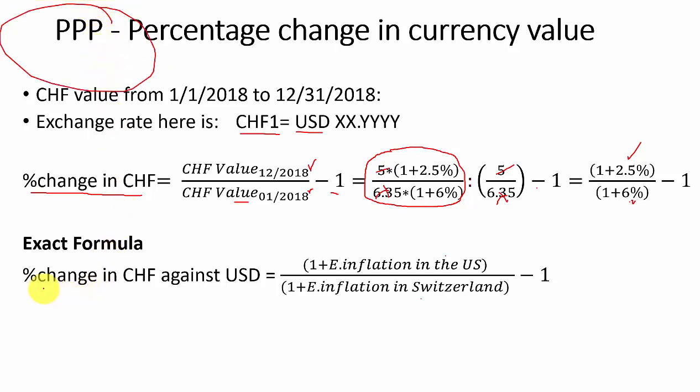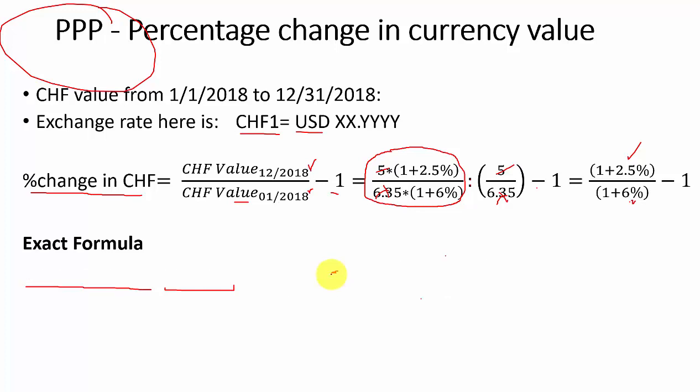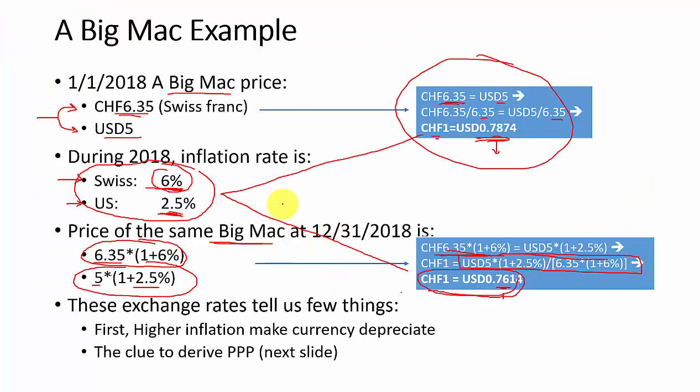It suggests that percentage change in the value of Swiss francs, and in this case against US dollar, equal to 1 plus inflation in the US, and I mean expected inflation in the US divided by 1 plus expected inflation in Switzerland. Now, why people introduce the concept of expected here? Okay. In the previous slide, we don't see any expected, right? Because I want you to feel the actual story.